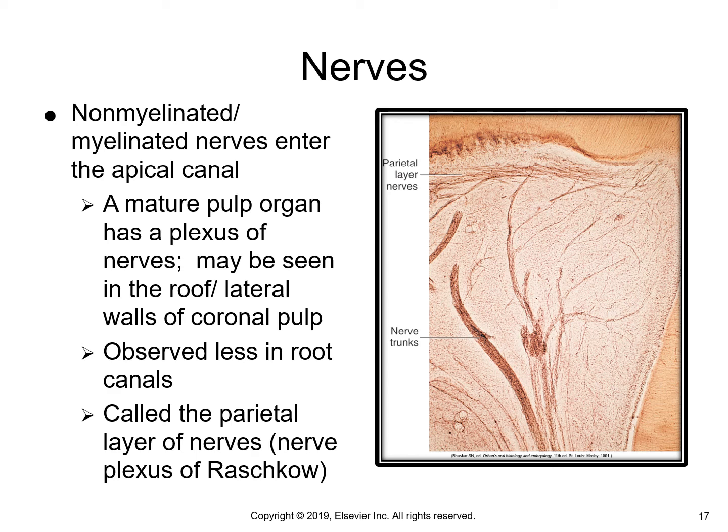Myelinated and non-myelinated nerves enter the tooth through that apical canal, and they travel up into the coronal portion of the pulp. A mature pulp organ has a plexus, or a group of nerves, and we can see this in the roof and lateral walls of that coronal pulp. These are observed less in the actual root portion of the pulp. This plexus of nerves is also called the plexus of Raschkow.